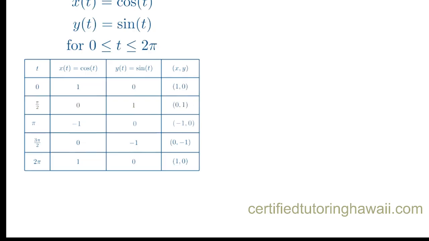At t equals pi, cosine is minus 1 and sine is 0. The point is minus 1, 0. At t equals 3 pi over 2, cosine is 0 and sine is minus 1. The point is 0, minus 1. And finally, at t equals 2 pi, cosine is 1 and sine is 0, bringing us back to the start at 1, 0. If we plot these points, we can see a familiar shape emerge. Connecting these points reveals that the particle traces out the unit circle, starting at 1, 0, and moving counterclockwise until it completes one full revolution at t equals 2 pi.